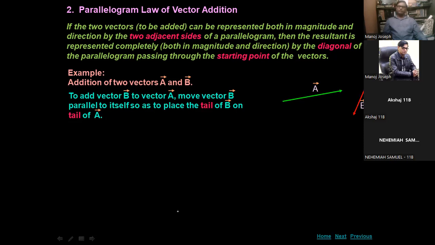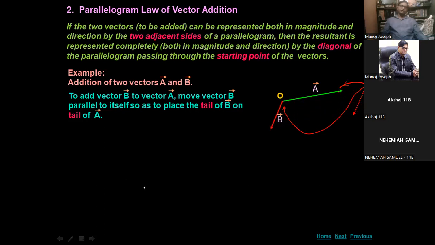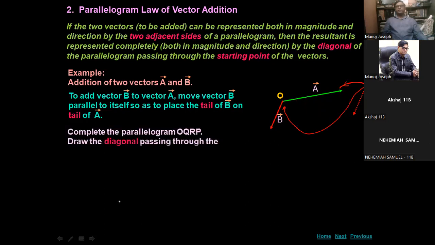Now, previously, with the triangle law, we were attaching the tail of vector B with the head of vector A. That is the triangle law. But here in the parallelogram law, we will attach the tail of B with the tail of A. So we are bringing B and we join the tails of both vectors, vector A and vector B. Now naming them P and Q. So these are the three vertices of the parallelogram.